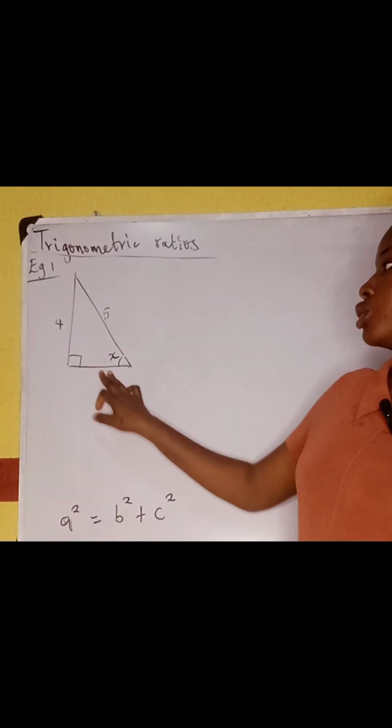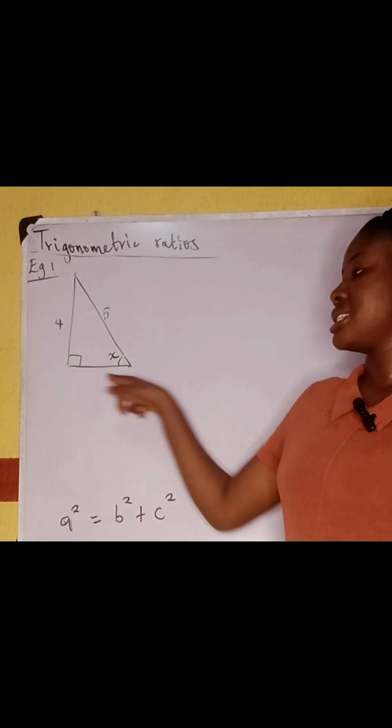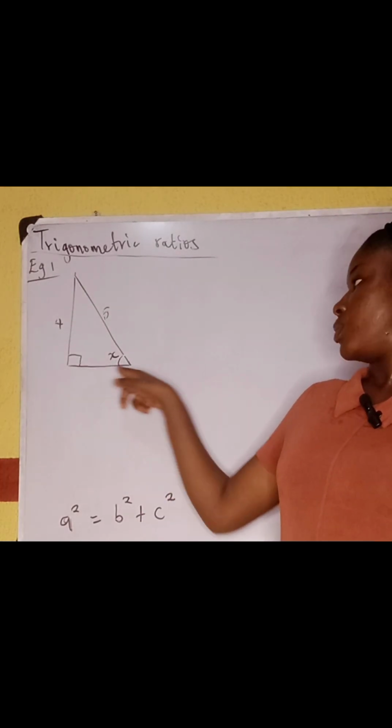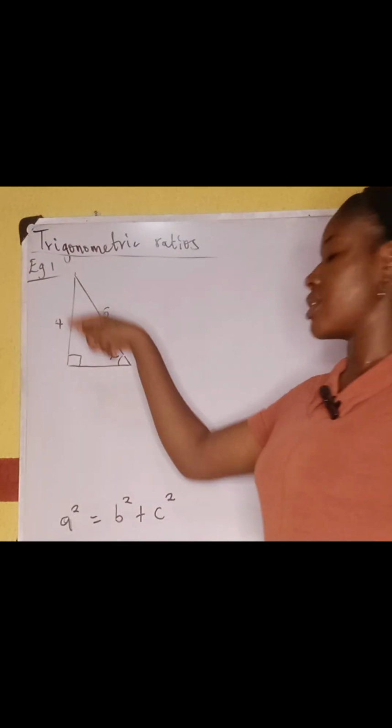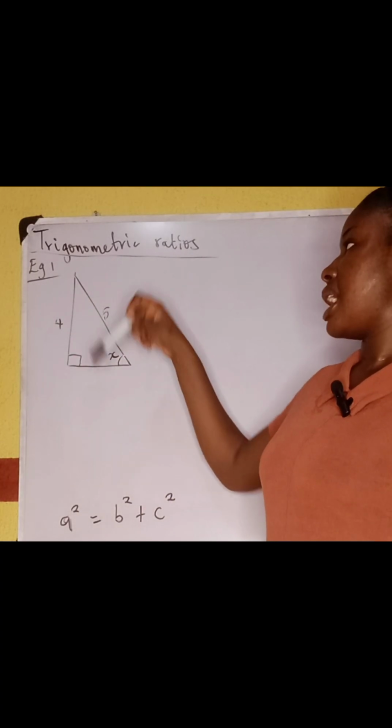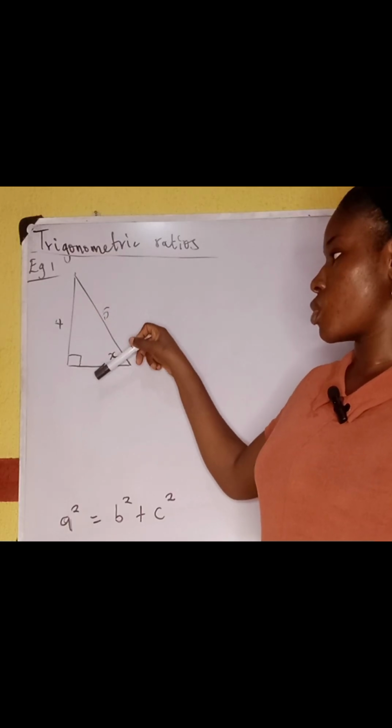Let's assume that we do not know 3. That we don't know this base, and we are looking for the base. I will use Pythagoras theorem. So I will square this, and it will be equal to the square of this plus the square of this one.